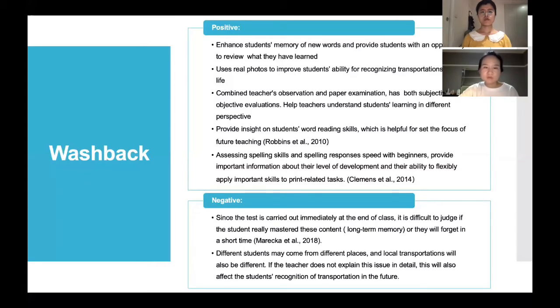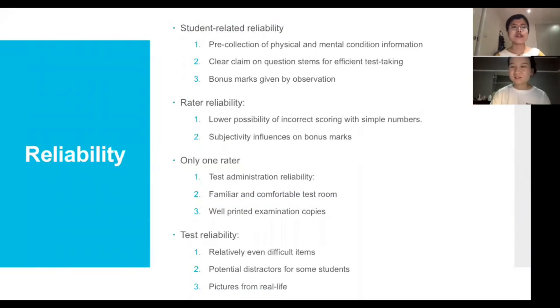Then my partner Huihua will introduce the next part. Let's continue with reliability. The first point, student-related reliability. Pre-collection of physical and mental condition information to make sure that students are in a consistent normal condition to take the test and to avoid situations where students would be plagued by bad physical or psychological condition. While they are out, give them another chance to take the test.